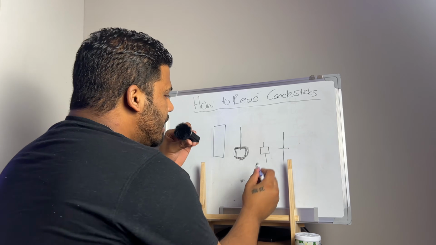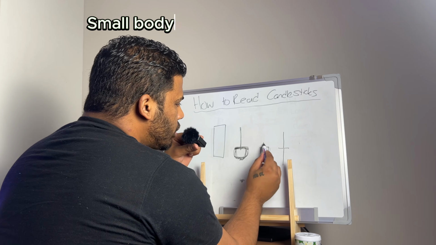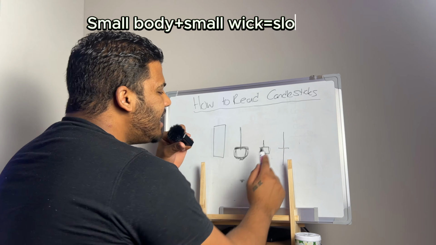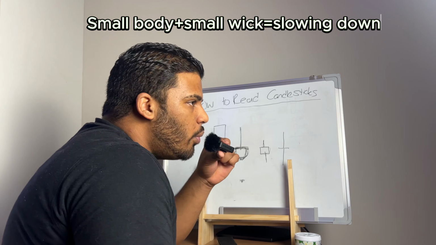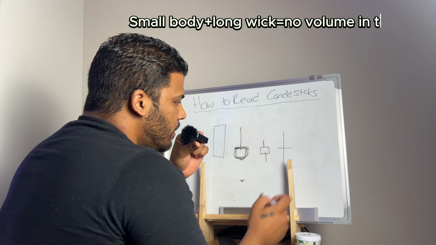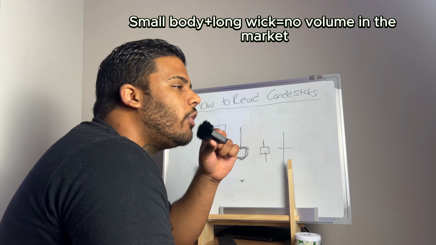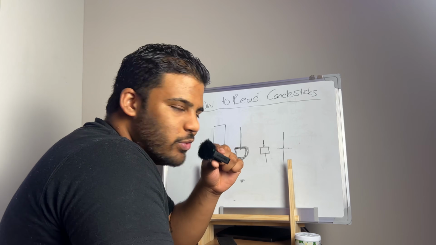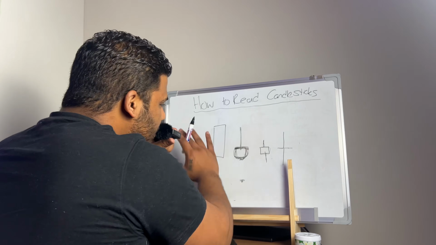Okay, guys? And then we have a small body and small wicks on both sides. It's telling us I'm slowing down. When we have a small body and long wicks, it's basically telling you there's no volume in the market. No one is winning. So this is very important right here.